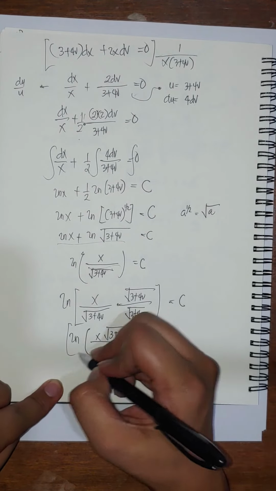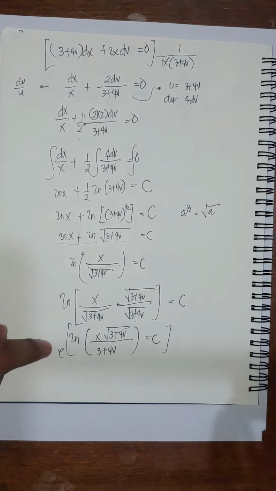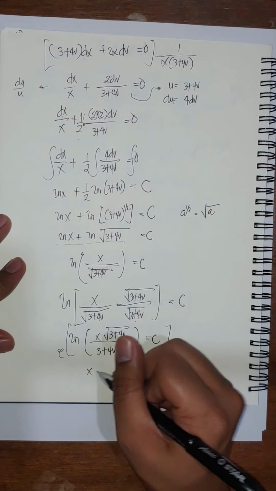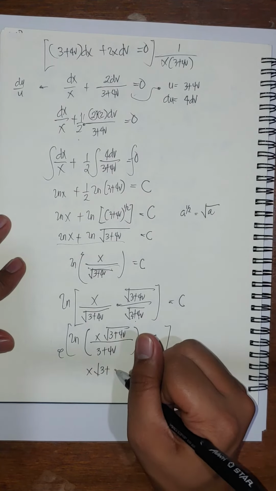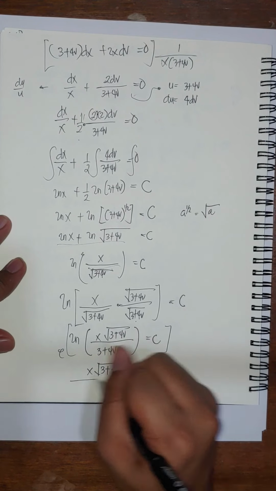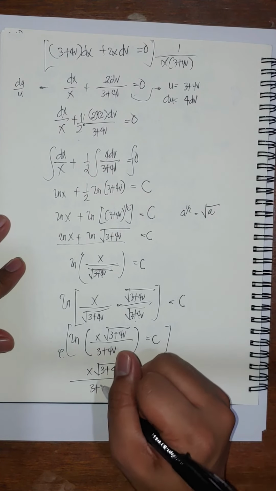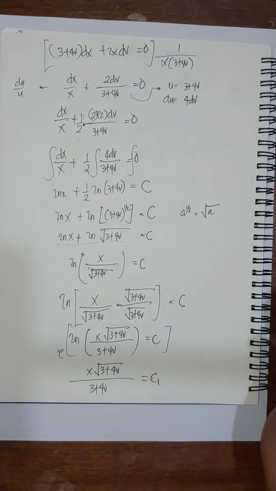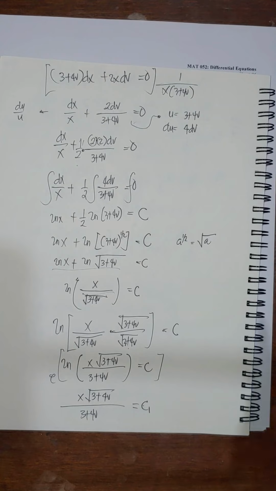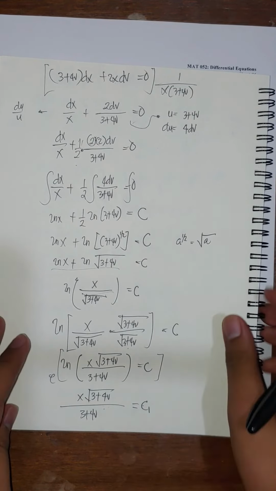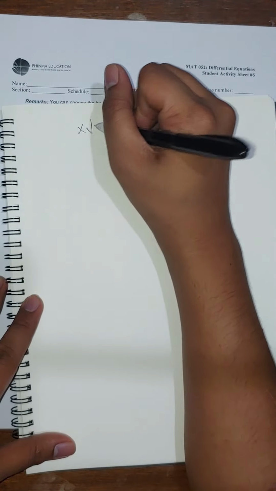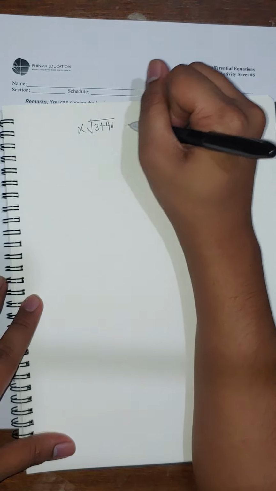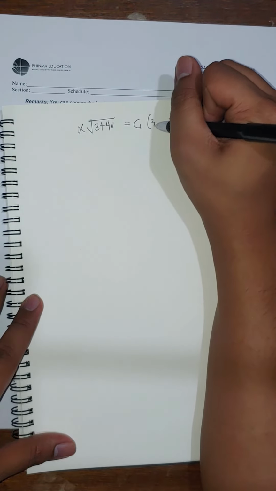To remove ln, you can raise the equation with e. So we can write this as x times square root of 3 plus 4v over 3 plus 4v is equal to e to the c. Let's say this is c1. So unsa may ato buhaton ani nga naa may v ug si x. Ako lang i-simplify further. This becomes x square root of 3 plus 4v is equal to c1 times 3 plus 4v.